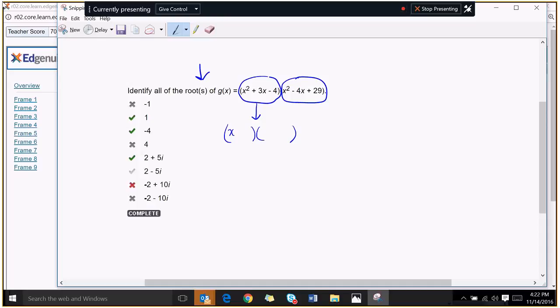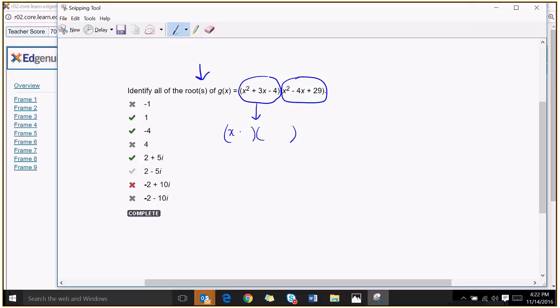X plus 4 and x minus 1? X plus 4, x minus 1. That's correct. And what about this second one? Does this factor? I don't think so.